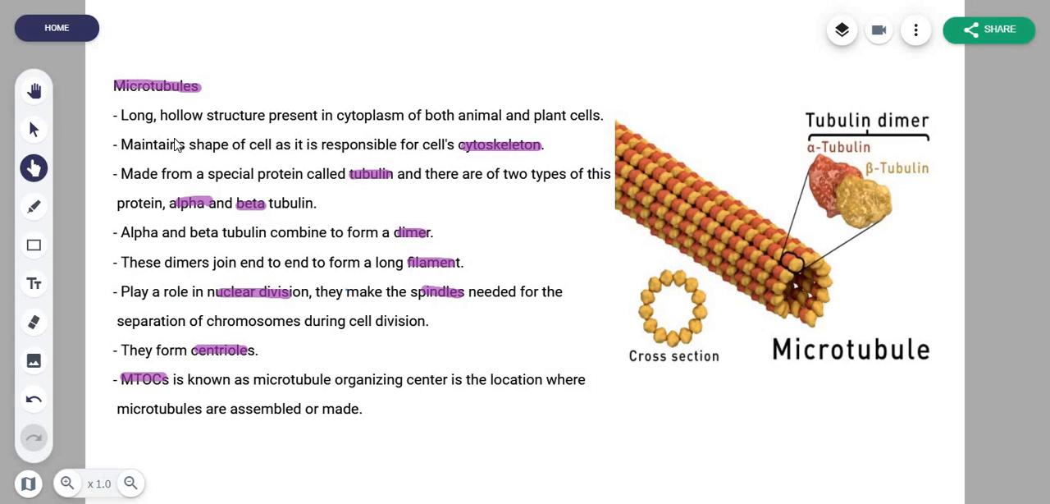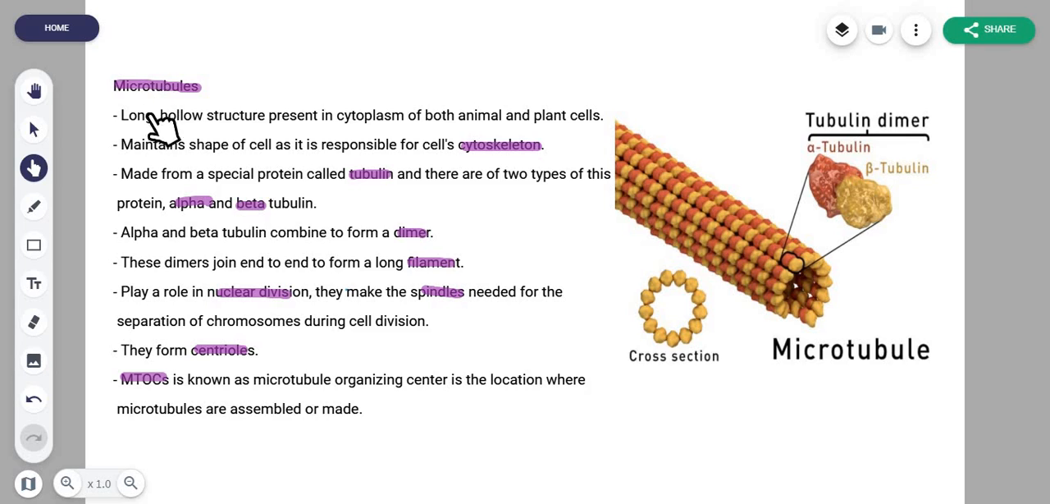Okay guys, now we're starting off with the next organelle, which is the microtubule. The microtubule is found in both the animal cell and a plant cell again. But this is going to get a bit complex, so bear with me. I'm going to do my very best to make it as simple as I can just for you guys.